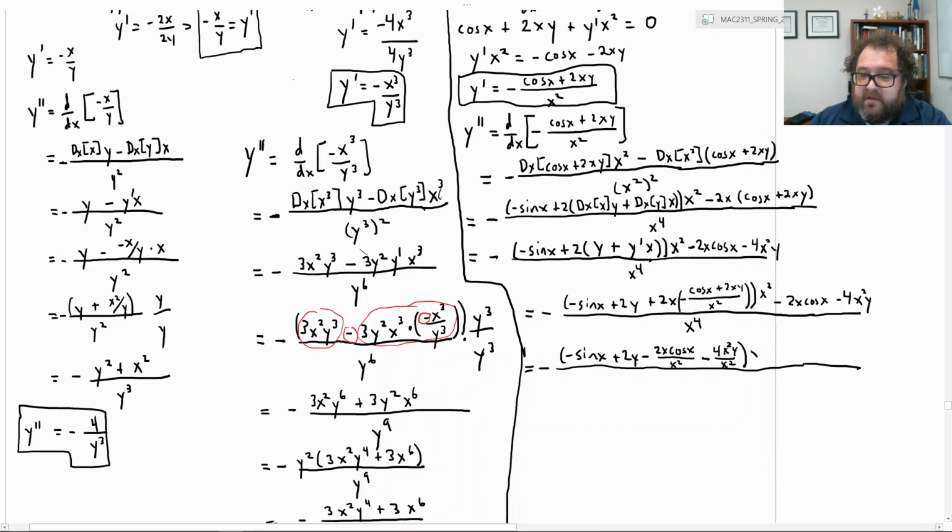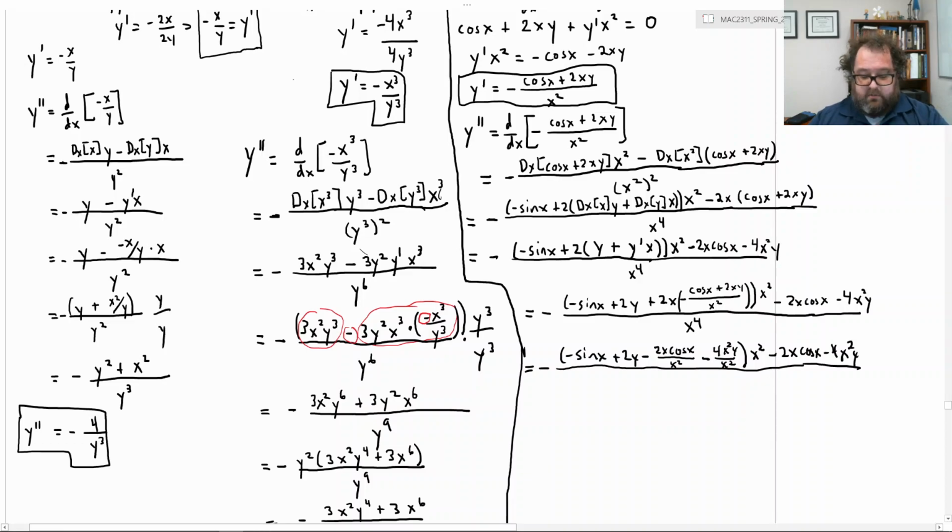And now that's all times x squared. So I've almost taken care of all of my distributive property. I got one more to go there. So, just to reiterate, we had 2x times negative cosine over x squared. Okay? And then we had 2x times negative 2xy over x squared, which gave us negative 4x squared y over x squared. Okay, minus 2x cosine x minus 4x squared y.